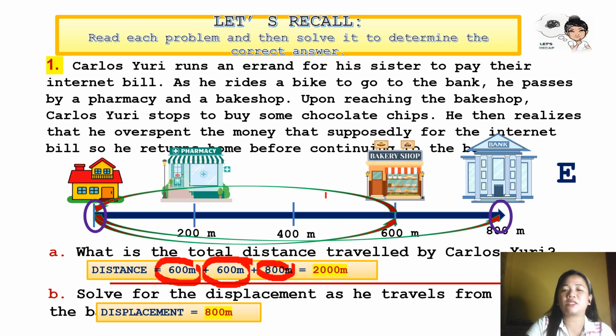Since si Carlos is from bakery, mula sa bahay niya, pumunta ng bakery. So, from bakery, pumunta ng bahay. So, ito is already 0. So, from house going to the bank, it's 800 meters. So, our displacement now is 800 meters.